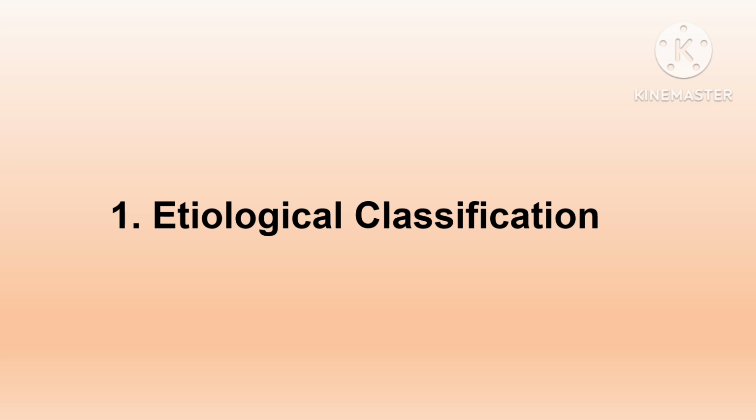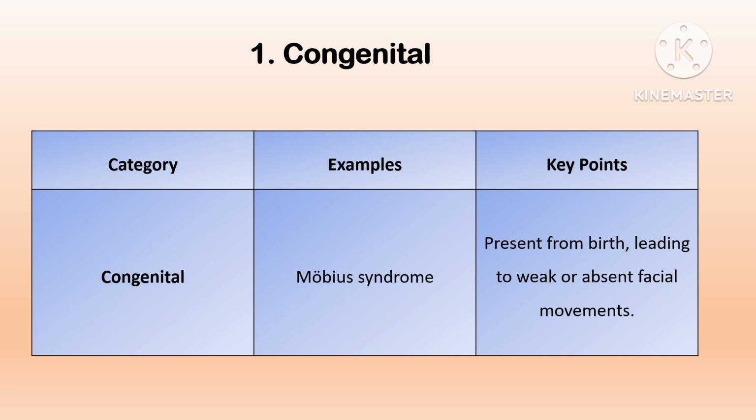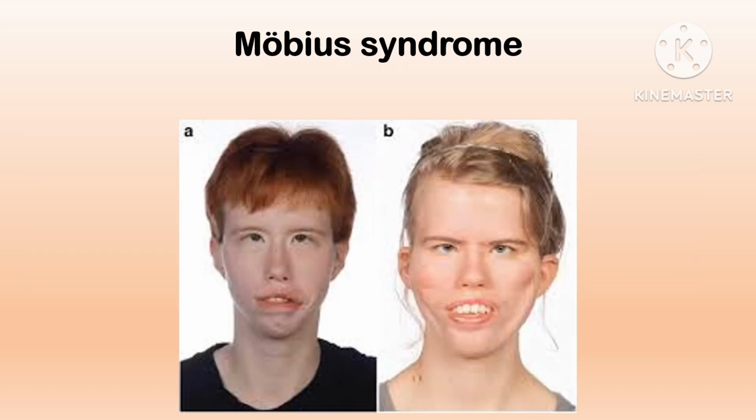This refers to the causes and the origin of facial nerve disorders. Starting with congenital disorders, these are present from birth. A classical example is Mobius syndrome, where the babies are born with weak or absent facial movements due to underdevelopment or damage to the facial nerve.